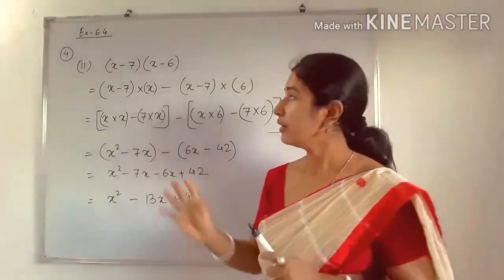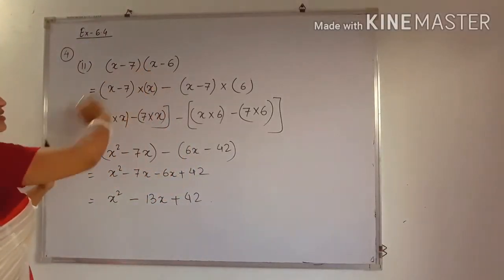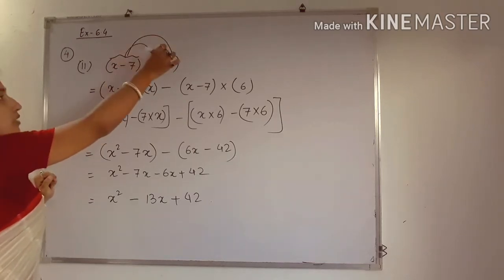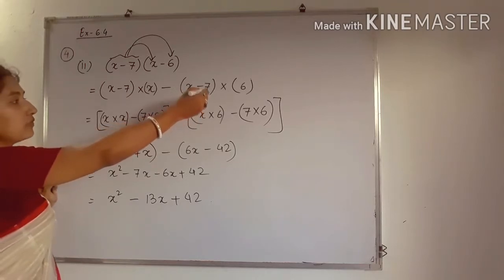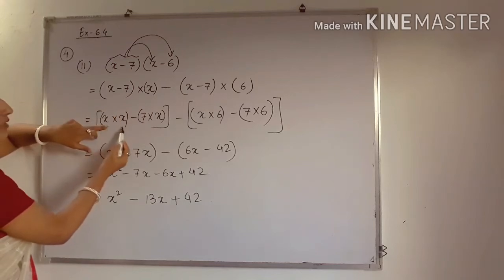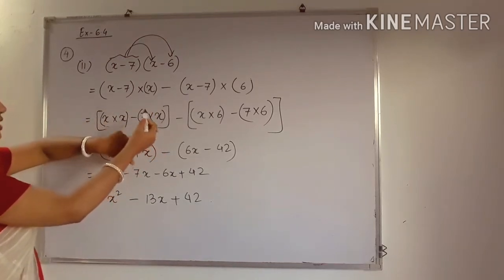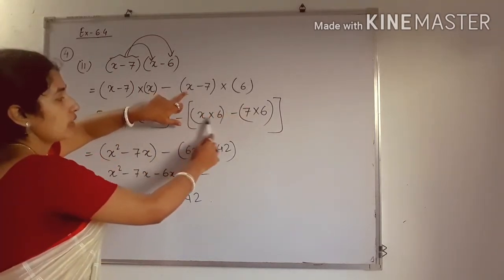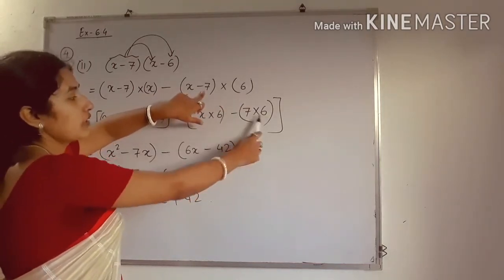So see here, we are multiplying x minus 7 with x first, then x minus 7 with 6. Means this is multiplied with this, then again this is multiplied with 6. First I have applied the distributive property, and again a second time I have applied it. x into x, this will be this, minus 7 into x. This is the distributive property of multiplication over subtraction. Again here, 6 into x, this will be x into 6, or we can write 6 into x, both are same, minus 6 into 7, this will be 42.